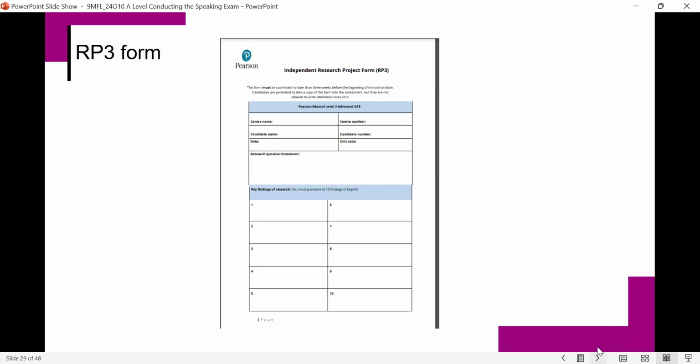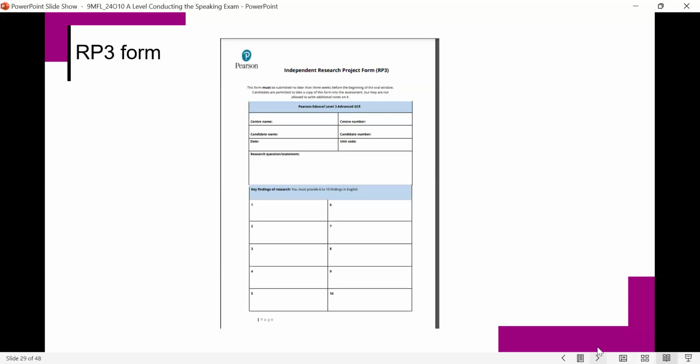And then they write their research question or statement. So that is written there. Again, that could be in English or in the target language, but probably best practice is that it's given in English. And then they write those 10 key findings.